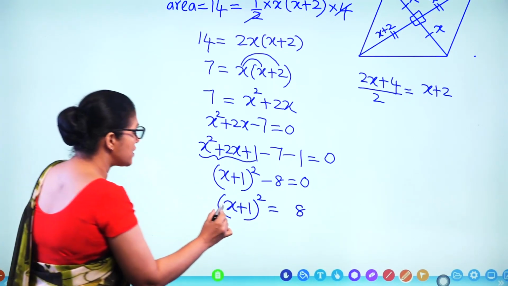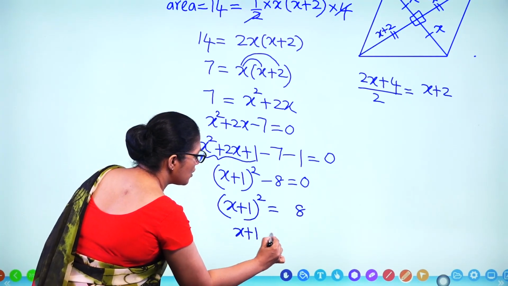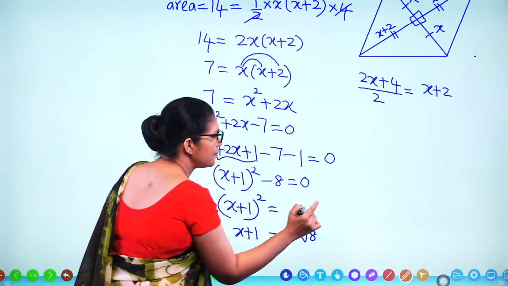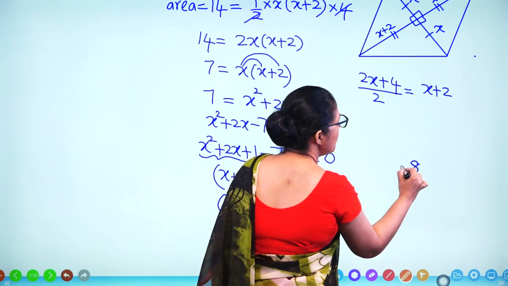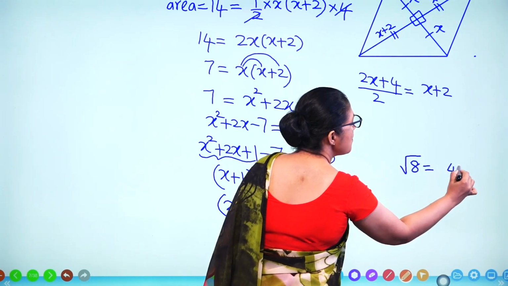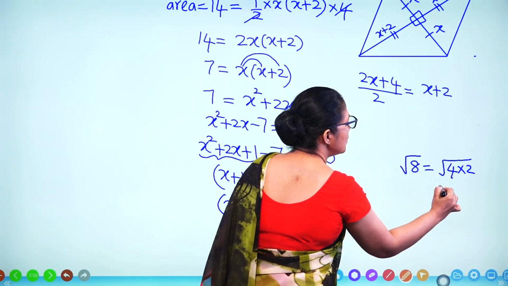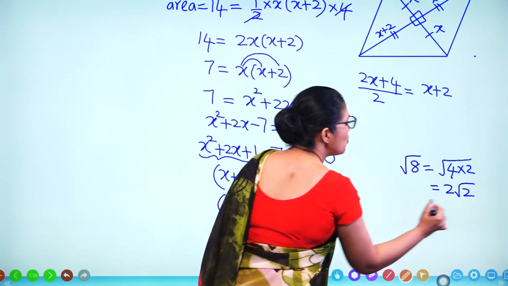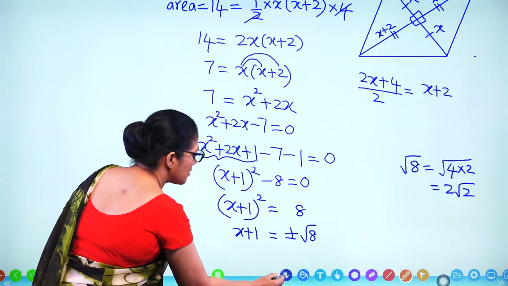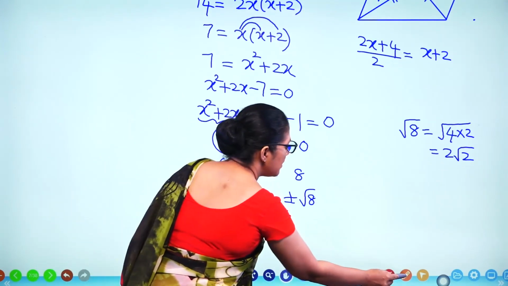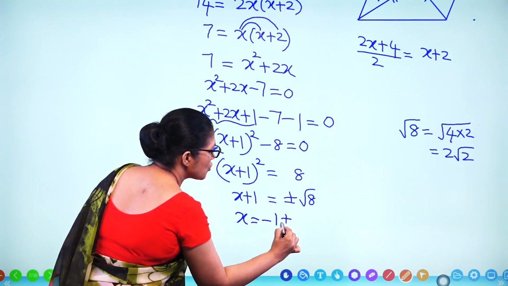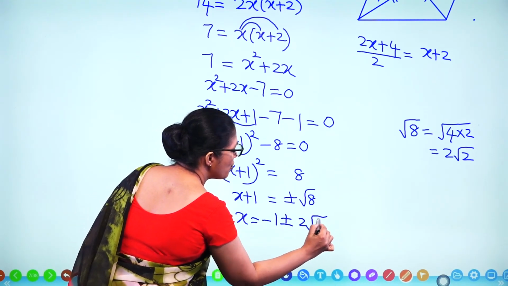Take the square root of both sides. X plus 1 is equal to plus or minus root 8. What is root 8? Root 8 you can write as root of 4 times 2. So you can take them separately. Root 4 is 2. You can write 2 root 2. So what's x? Minus 1 plus or minus 2 root 2.